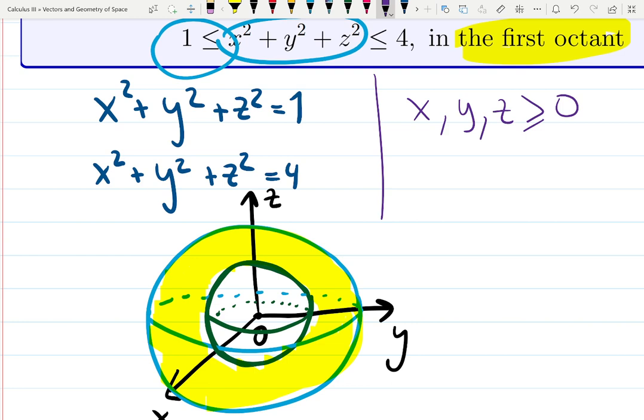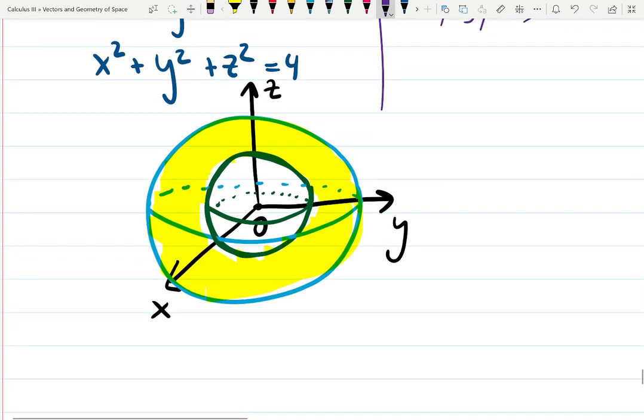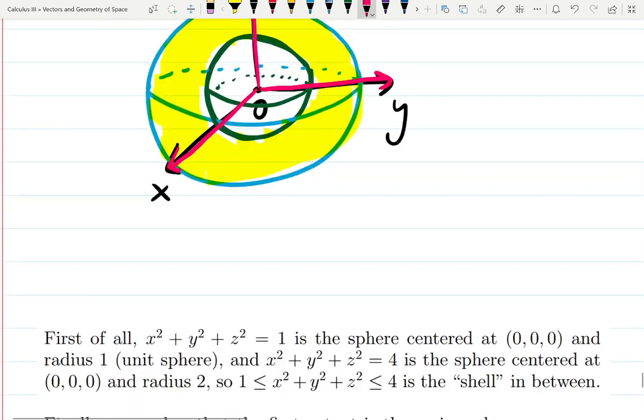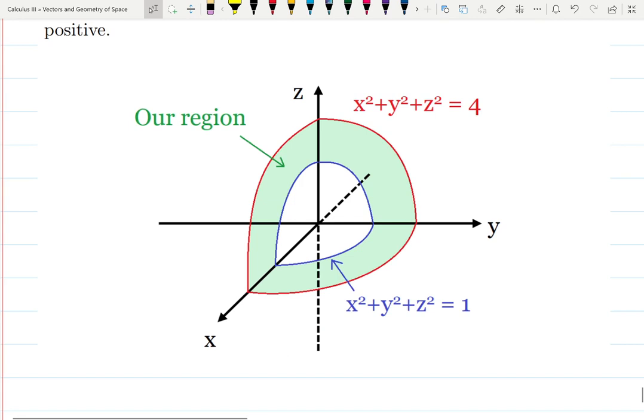We don't need the whole 3D shape over here between 2 spheres. We only need them to be positive. Do you know how to draw this or how to imagine it? Highlight the positive directions like so. And now imagine everything is only in the first octant. In the beautiful representation, it looks like this.